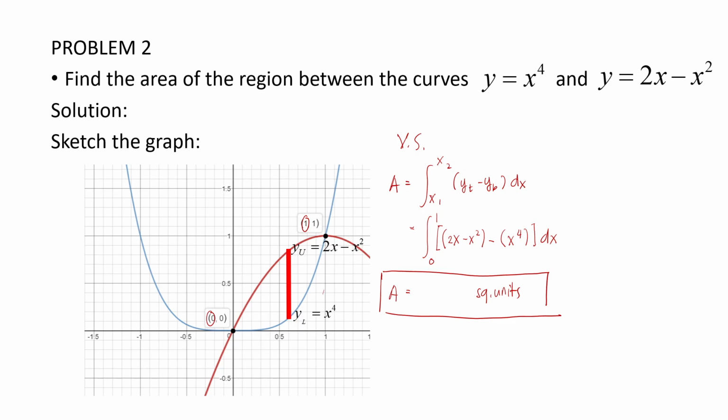7/15 akong nakuha, sir. So the answer is 7 over 15. Okay, so let's verify that one using the horizontal strip.